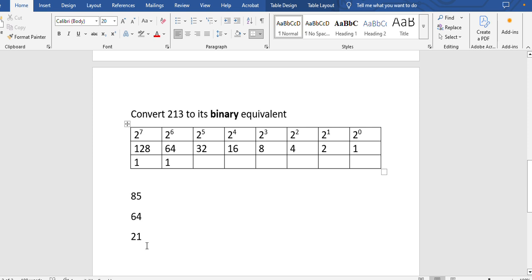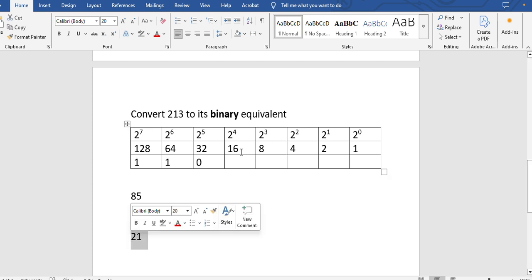Is 21 greater than 32? Is 21 greater than 32? It's less than 32. So if it is less than 32, you write 0 to show that it is less than 32. So you write 0 for that matter.